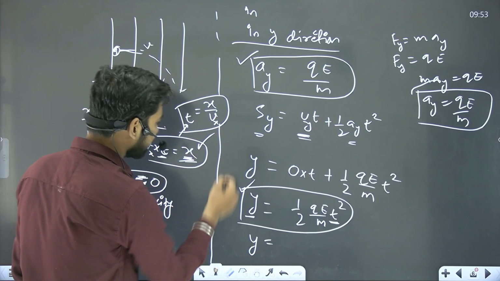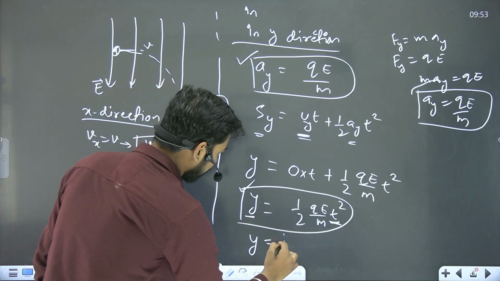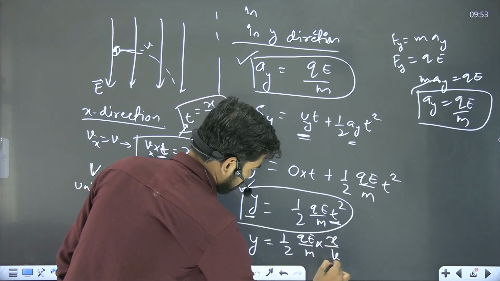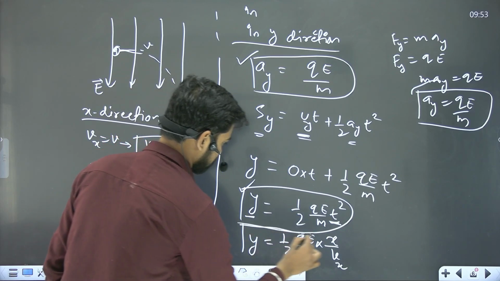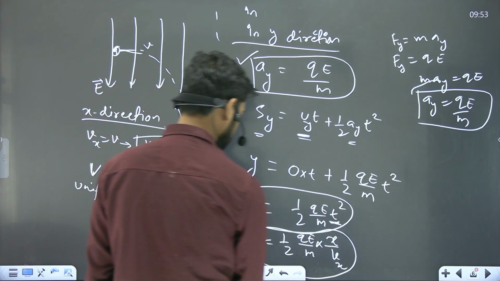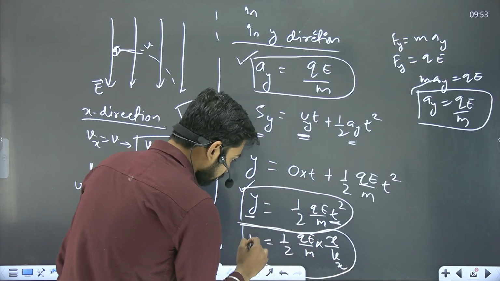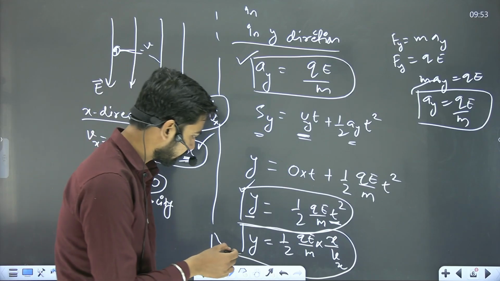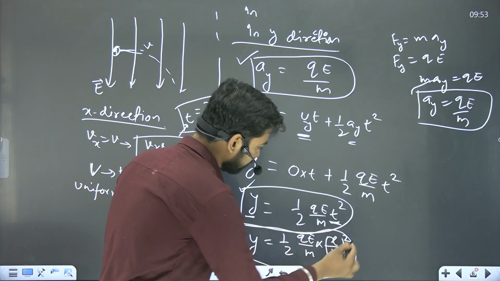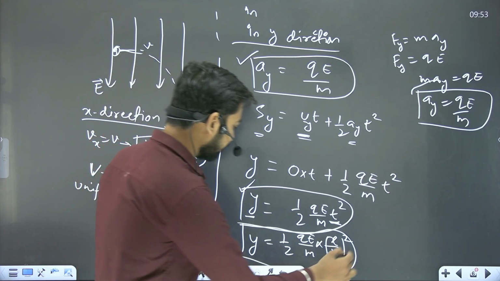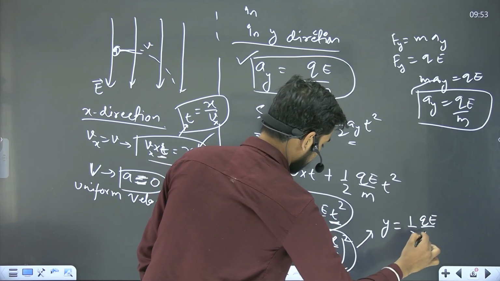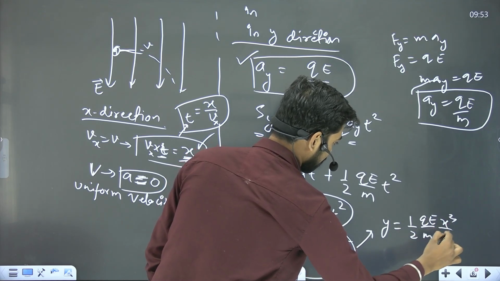And if I take t equals x upon vx, I can replace this t by this t, and I can put it like this. So if you are able to see, y equals 1 by 2 QE upon m times t square, which means it's x square upon vx square. I can write it like this also: y equals 1 by 2 QE by m times x square upon vx square.